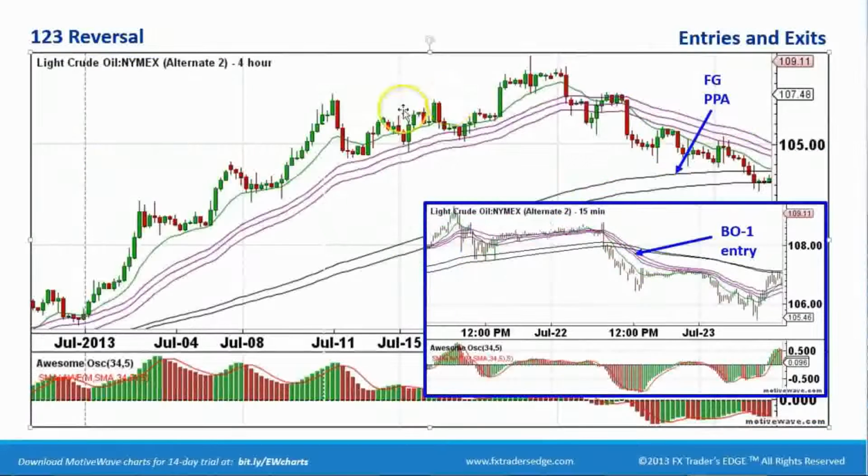Here we see a 4-hour chart of light crude and a 15-minute chart of light crude. On the 15-minute chart, a breakout 1 is setting up. So there's a breakout 1 entry at approximately 108. We then look at a higher time frame, in this case the 4-hour chart, and we see that the equivalent of the breakout 1 is actually a fill the gap trade on the 4 hours. So we look at the tunnel to determine what the fill the gap potential price area is, where it takes us, and it takes us to approximately 104.